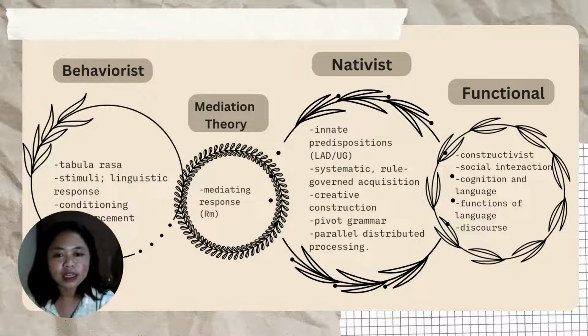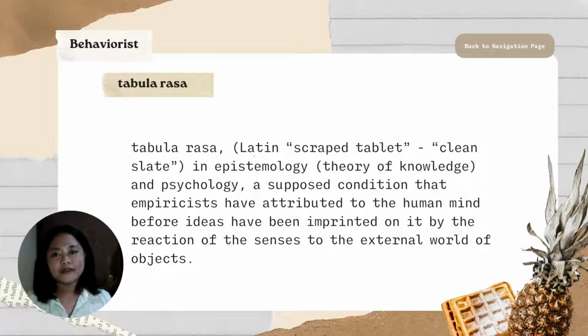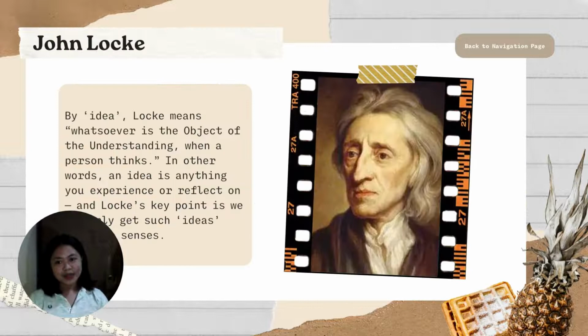Now let's move on to behaviorist tabula rasa. Tabula rasa is a Latin term. Tabula means scraped tablet and rasa means clean slate. In epistemology, the theory of knowledge, and psychology, it is a supposed condition that empiricists have attributed to the human mind before ideas have been imprinted on it by the reaction of the senses to the external world of objects. John Locke is a philosopher whose empirical theory of knowledge had a major impact on the thinkers who followed.